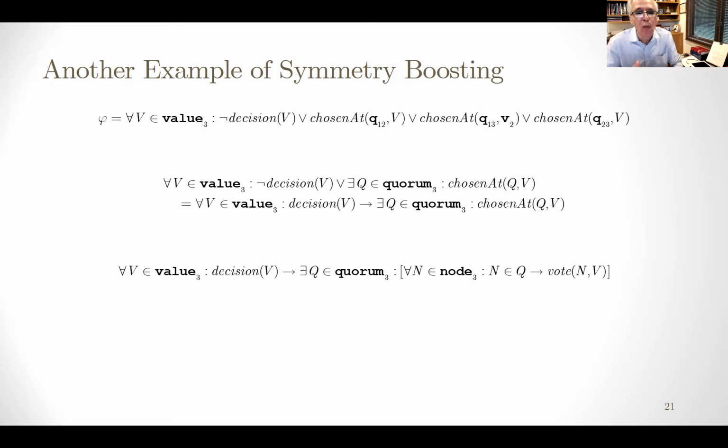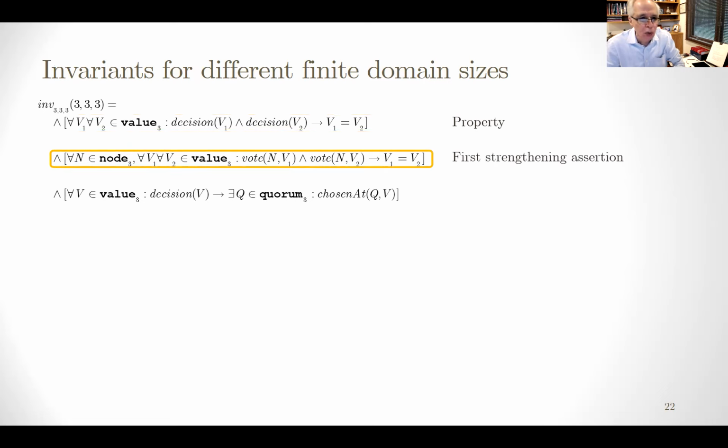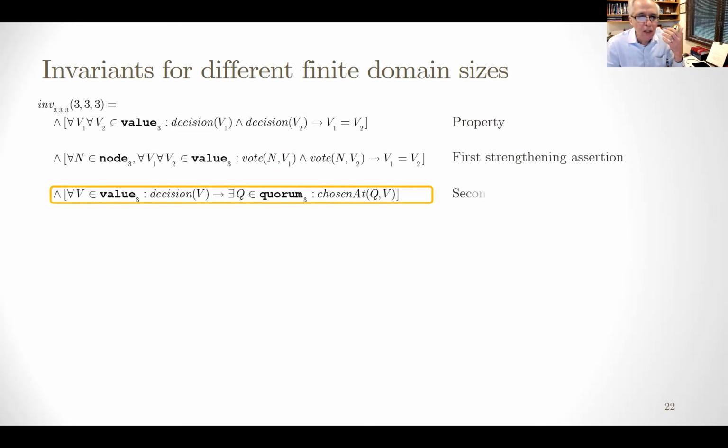Okay. Now the question is, what is the appropriate finite domain size that we can use? So if we start with 3 nodes, 3 quorums, and 3 values, and we run this through our solver, it will produce the following. The first one here is the actual property, that if you decide on V1 and V2, then they must be the same. And these are the strengthening assertions that it produced. This is automatic. This is the one that I just showed you, and this is the other one that I showed you also, but without the detail of how we got it.